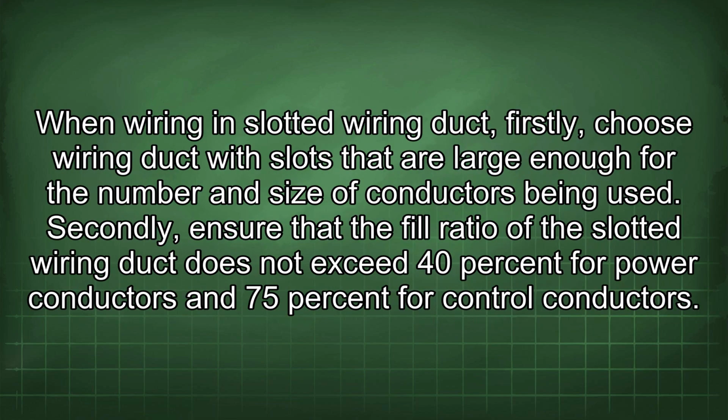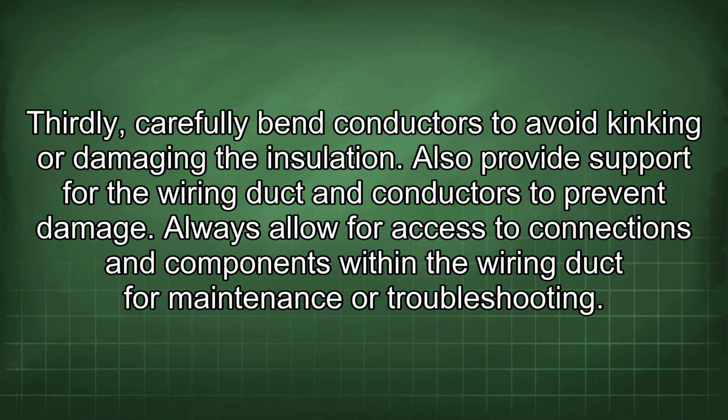When wiring in slotted wiring duct, firstly choose wiring duct with slots that are large enough for the number and size of conductors being used. Secondly, ensure that the fill ratio of the slotted wiring duct does not exceed 40% for power conductors and 75% for control conductors. Thirdly, carefully bend conductors to avoid kinking or damaging the insulation.